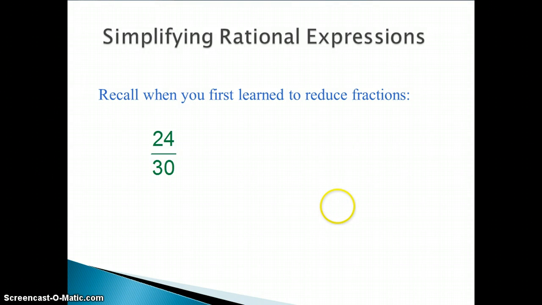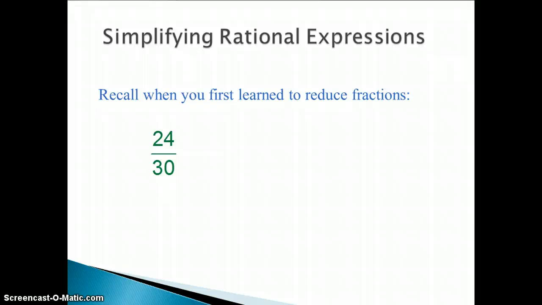So first we're going to look at how we can reduce regular fractions without any variables. And we're going to use a process that's going to help us to simplify rational expressions. So this may not be the way that you reduce your fractions, but this is the way we're going to learn how to simplify rational expressions.